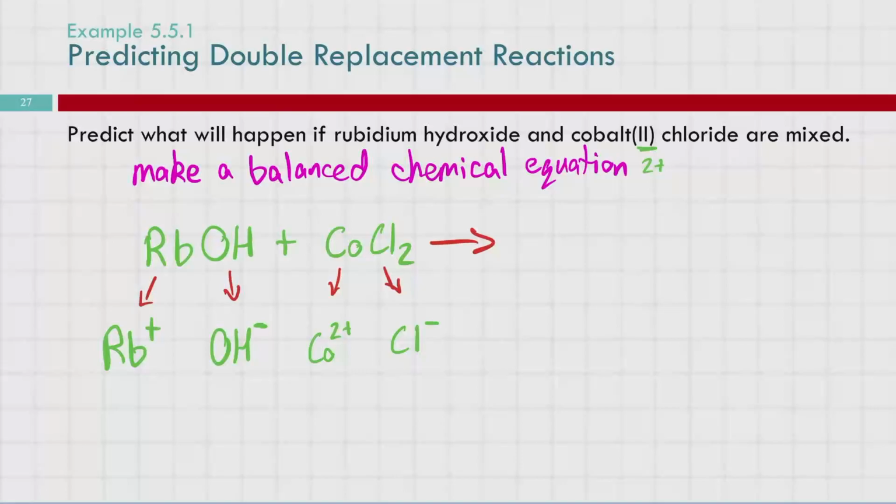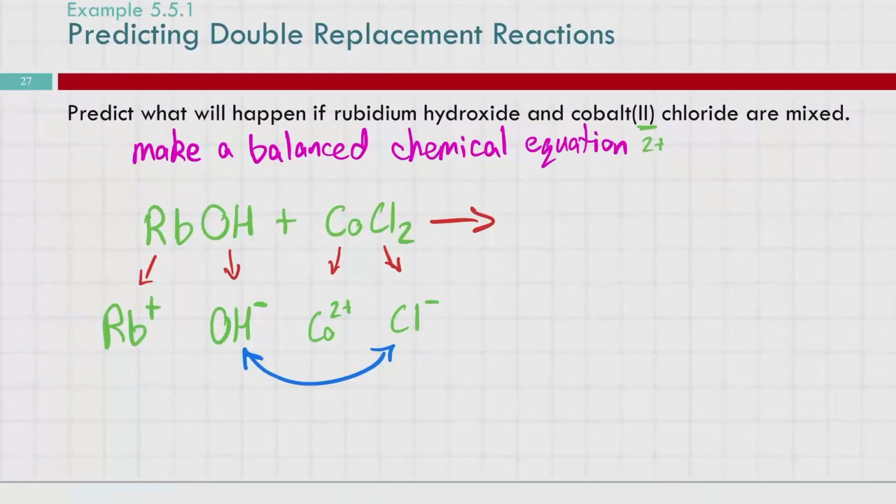And then we have to swap. And the swap happens with the anions. So the negatively charged ions, we're switching their places, and we're going to rewrite those with their new partners on the right side. So we've got Rb plus paired up with our Cl minus. And our other thing, we've got the cobalt 2 plus paired up with our OH minus.